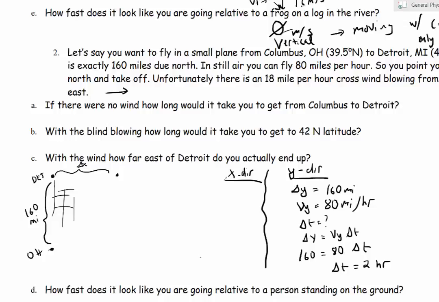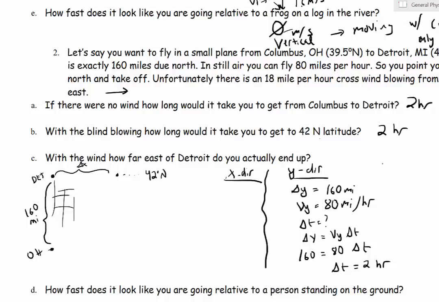But because I'm also moving horizontally, I've got to worry about being blown to the right. So with the wind blowing, how long would it take you to get to 42 degrees latitude? That's up here, 42 degrees north. That's going to be the same kind of vertical position. It's still going to take me 2 hours to get that far north, because that vertical motion is not going to be affected by the horizontal wind.